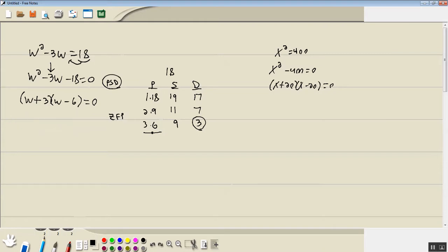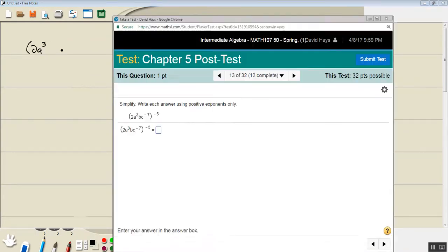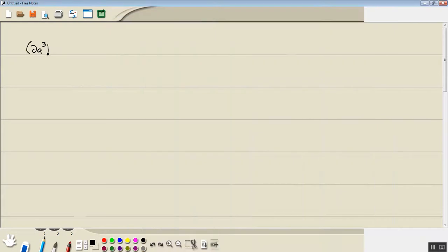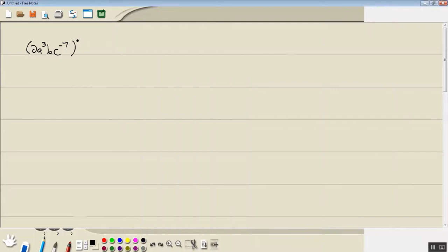Let's take a look at this problem. We got 2a to the third, b, c to the negative 7, raised to the negative 5 power. First off, order of operations says do what's inside the parentheses. So let's focus on what's inside the parentheses. Inside the parentheses, I notice I got a negative exponent. We don't like negative exponents. So I'm going to put this over 1.